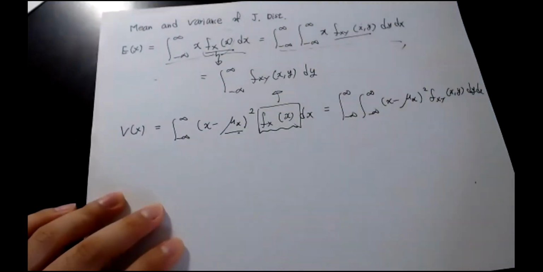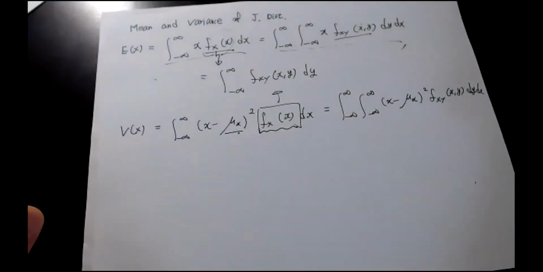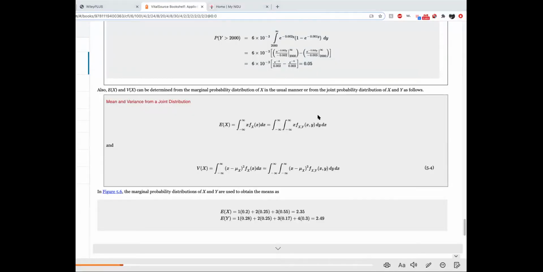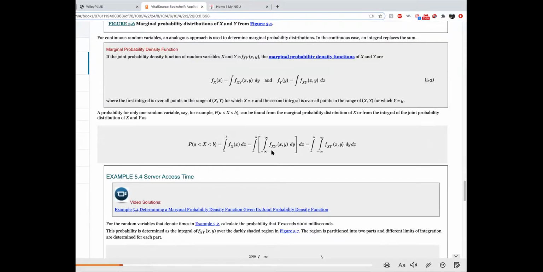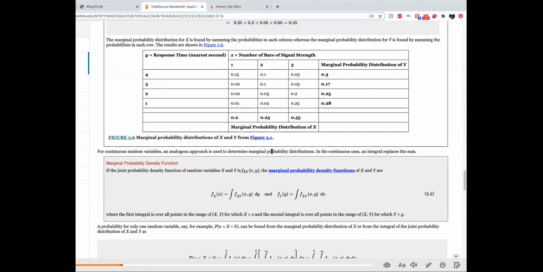Now let's see one simple example in the textbook. Let me share my screen. Example 5.6, look at this here. Let's find the expected value of X, E of X.